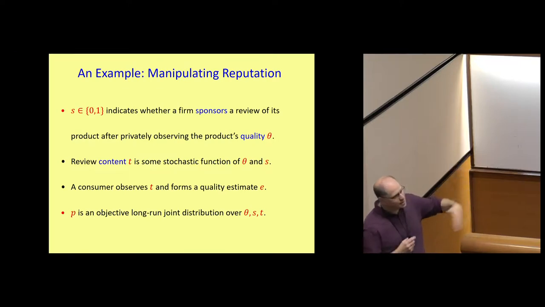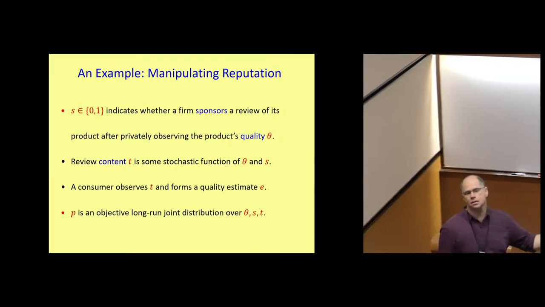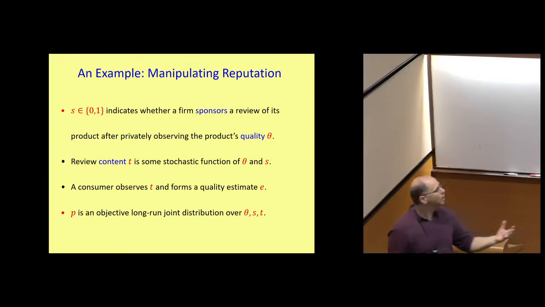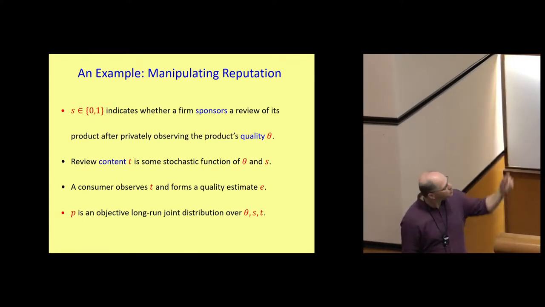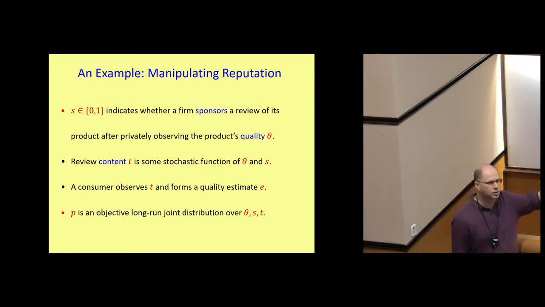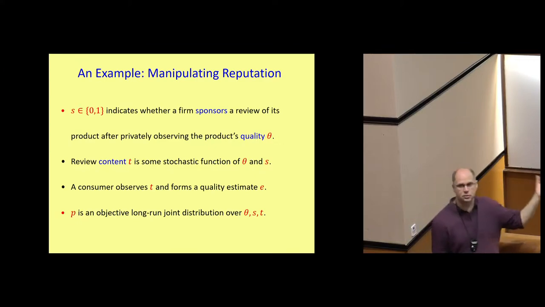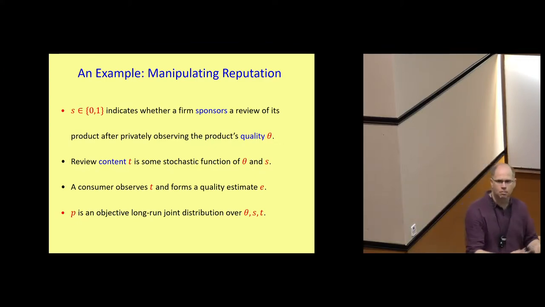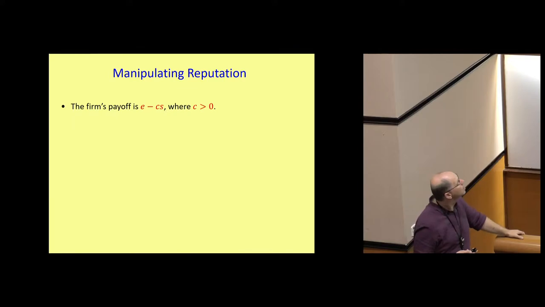Now, once again, in keeping with this steady state approach, imagine that we're in some steady state in this environment where there's been a long-run joint distribution over theta, S, and T. In principle, we should also include E, but it's not going to be important for this story. So there's a joint distribution over these three variables. And now another generation of a consumer enters the scene and observes a realization of T.